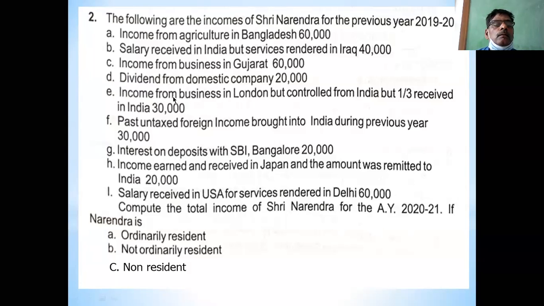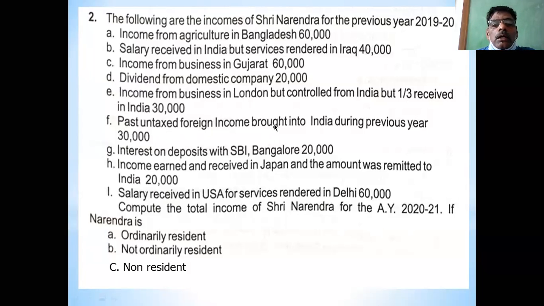Then next point, income from business in London, controlled from India. Therefore, it comes for the first and second column, 30,000 for first and second column. But 1/3 received in India. 1/3 received in India means 1/3 of 30,000, 10,000 received in India, it comes for the last column. First column 30,000, second column 30,000, last column 10,000.